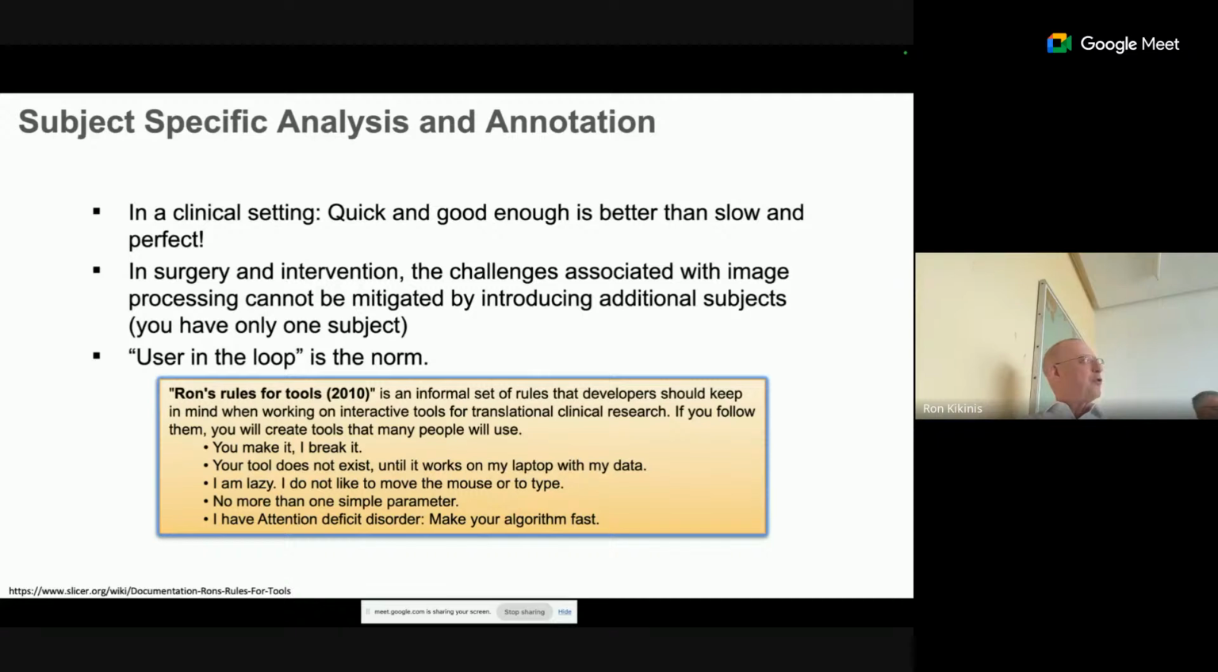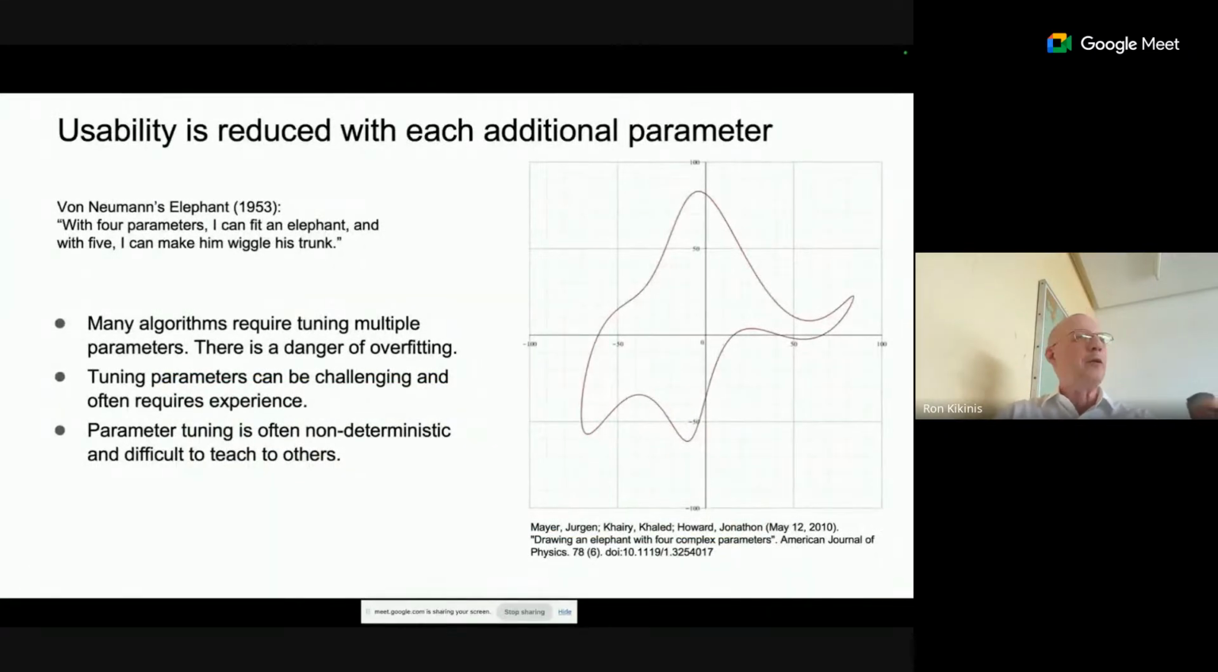That one is actually a very big thing when you deal with students, because getting the algorithm to a stability that it will run in someone else's environment is non-trivial. And then, of course, if you want to do interactive work, we have to be fast. You don't want to be slow. And don't do parameters.